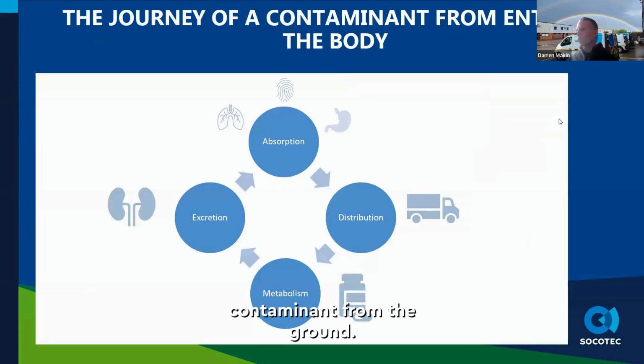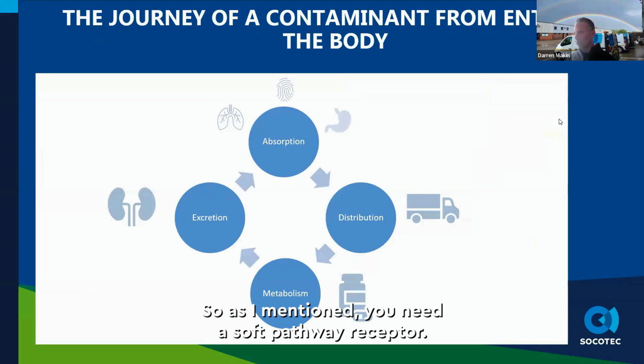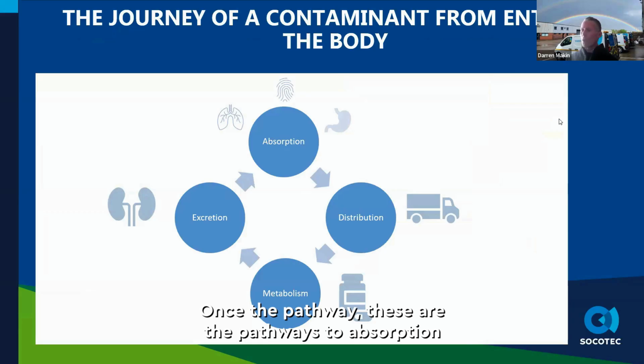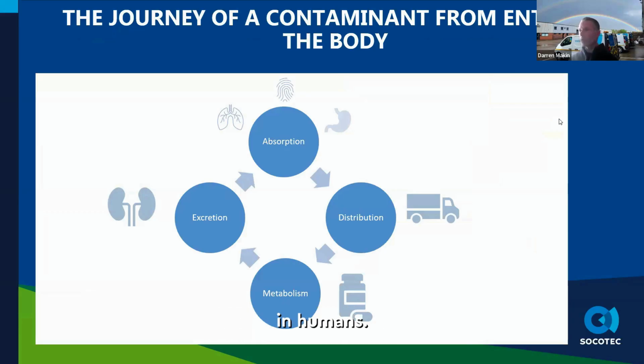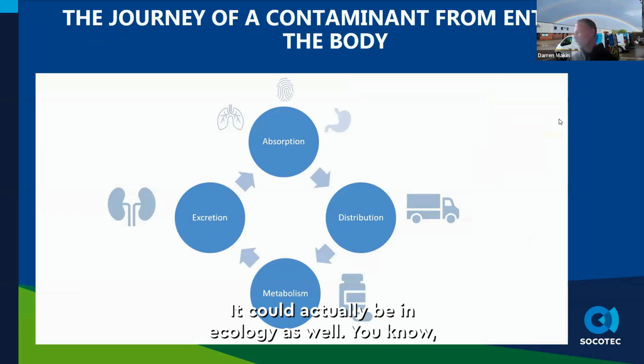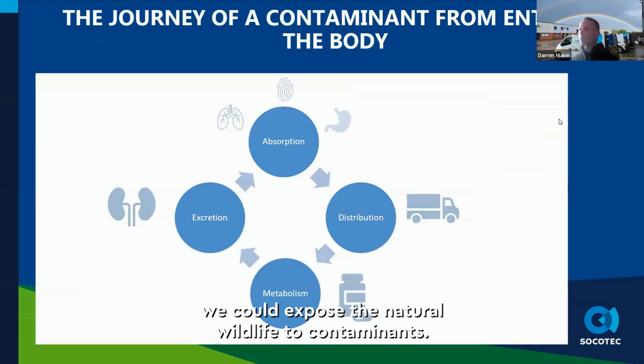So, the journey of a contaminant from the ground. As I mentioned, you need a source, pathway, and receptor. These are the pathways to absorption in humans. It could actually be in ecology as well. We could expose the natural wildlife to contaminants.